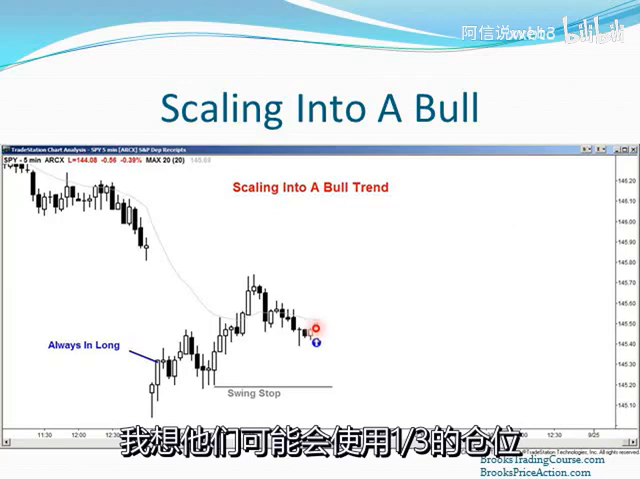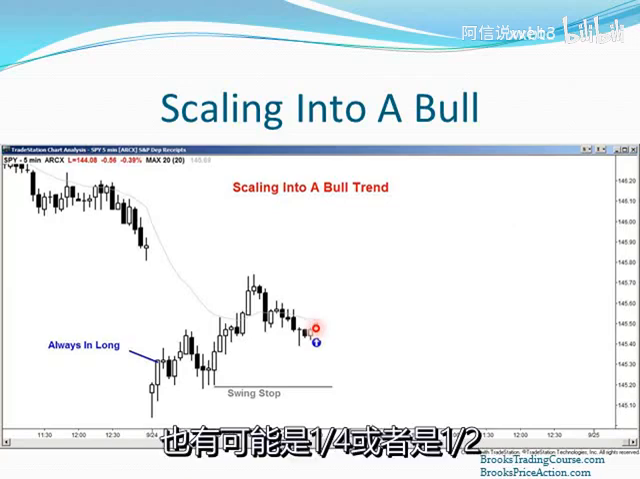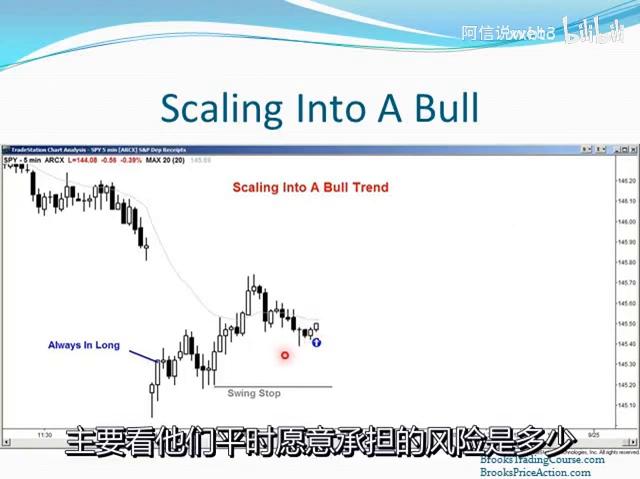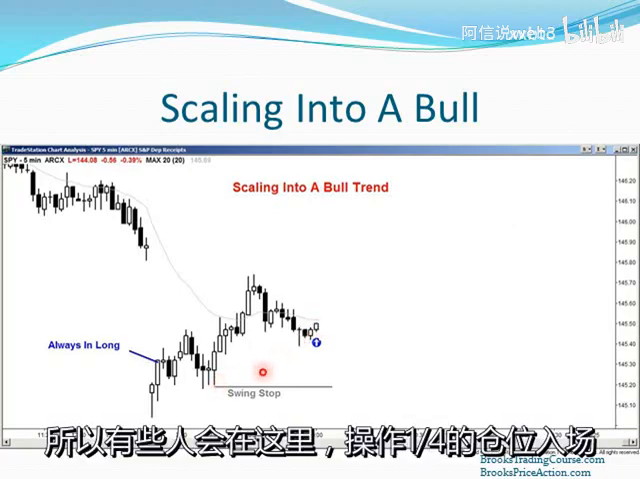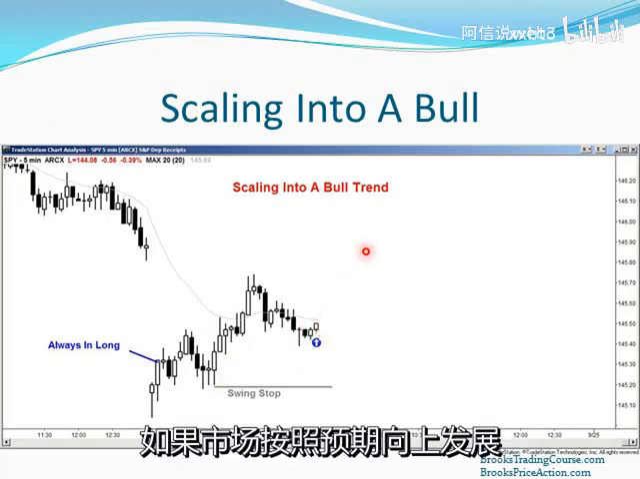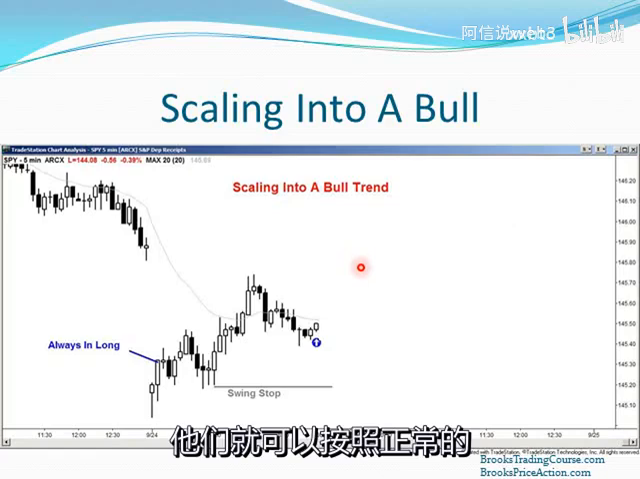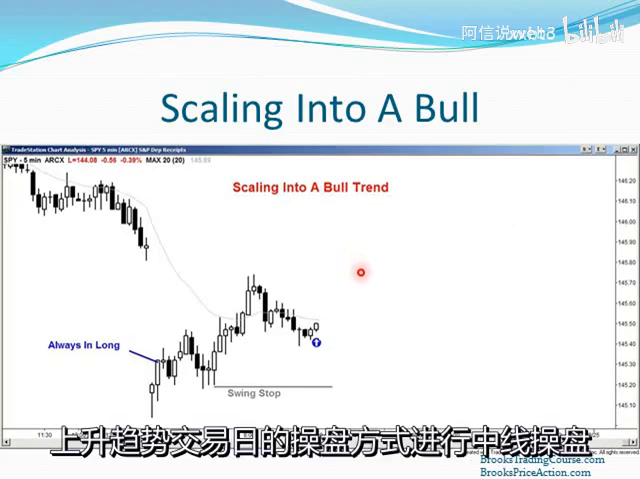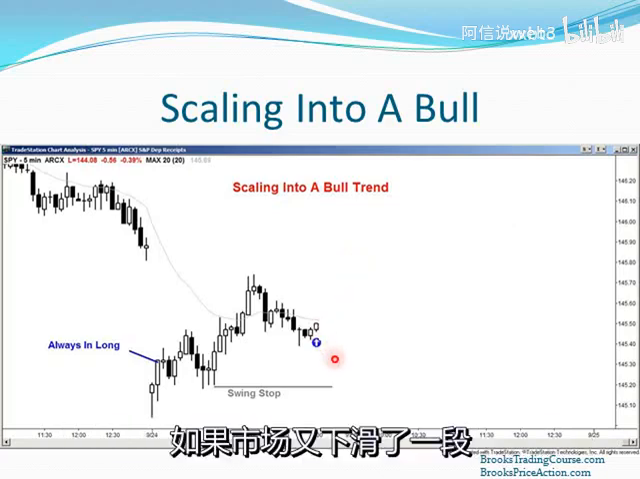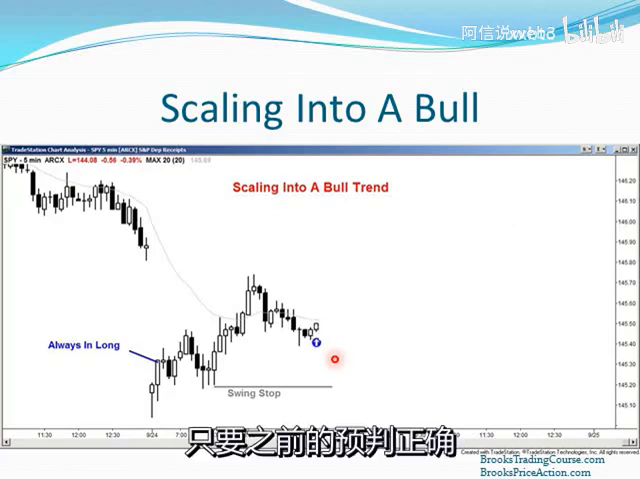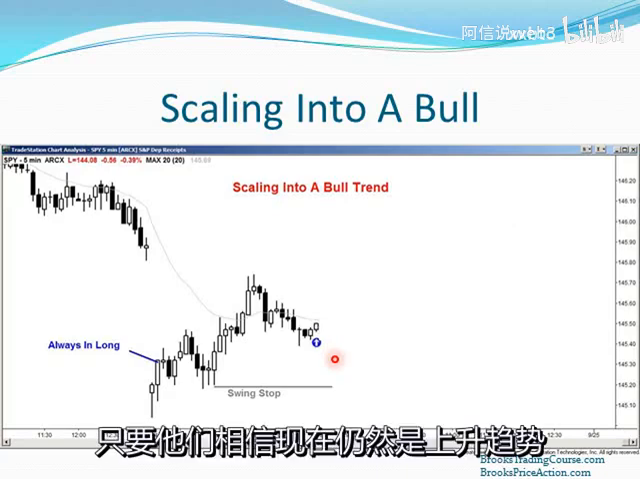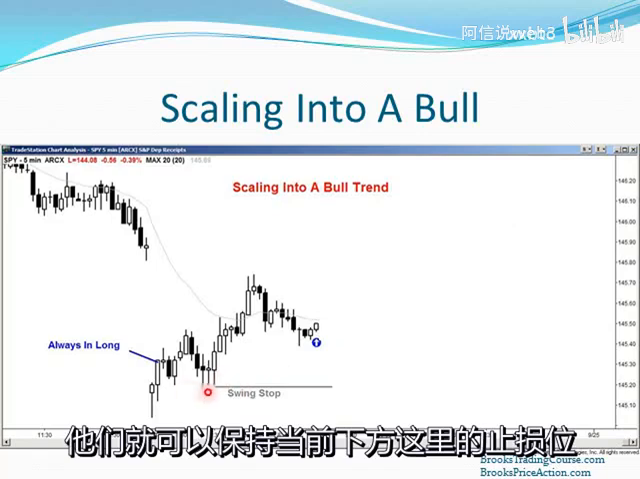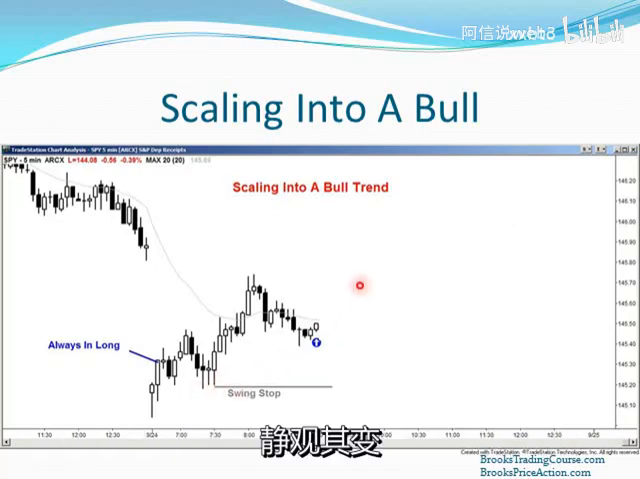My guess is they probably would trade maybe a third of their normal size position, maybe a quarter, maybe a half, depending on how much they normally are willing to risk. So somewhere in their quarter to a half size position. And then if it goes their way, they manage it the way they would any other swing long in a bull trend day. If it drops lower and they add on, as long as the premise remains valid, as long as they still believe it's a bull trend, they can keep their stop down here and wait.